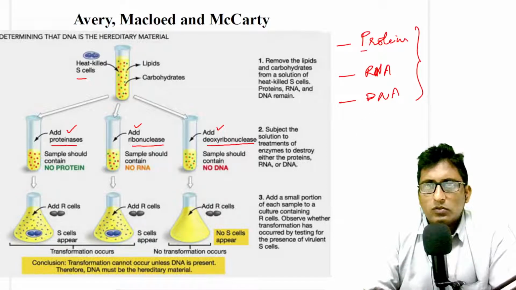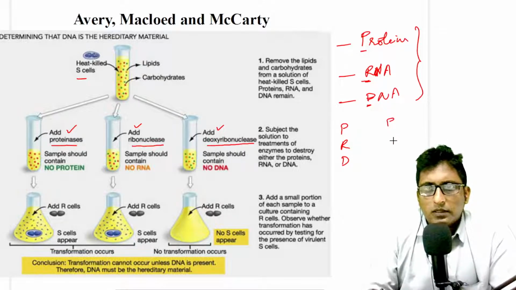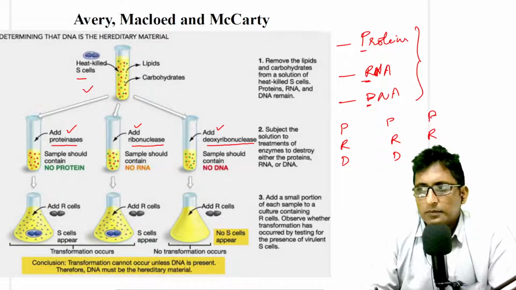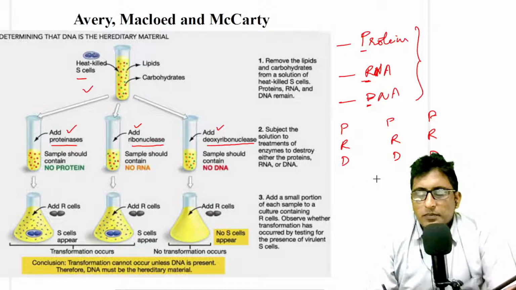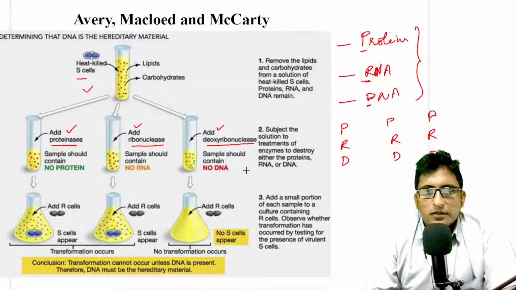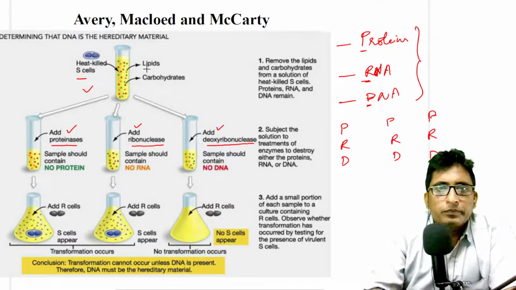I will use just the first alphabet: P for proteins, R for RNA, and D for DNA. I will set up three different reactions as depicted in this figure. I hope you can see that. In the first experiment, they added proteinases. Let's check once again the whole setup.